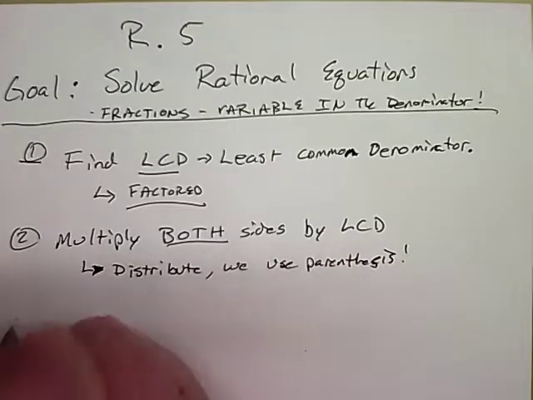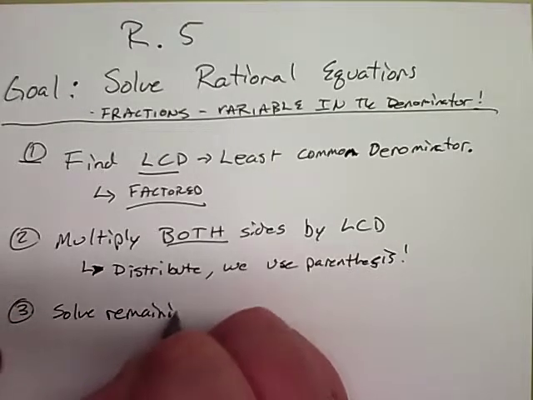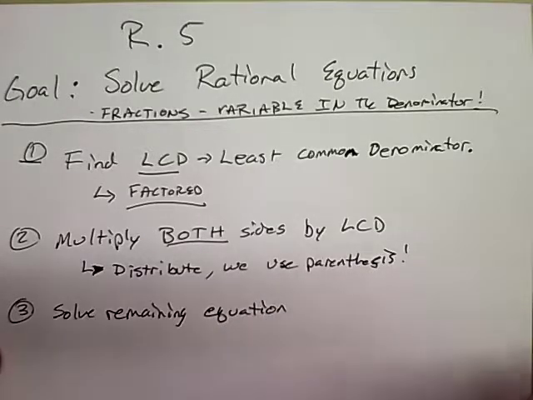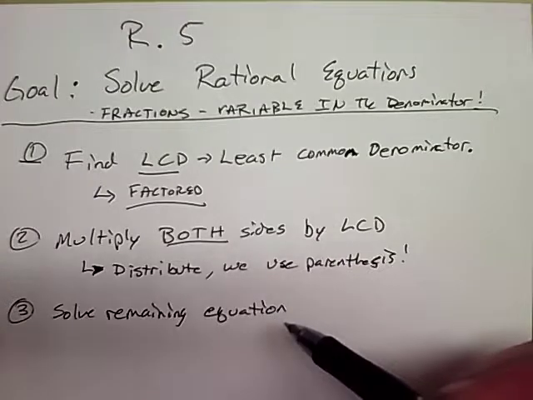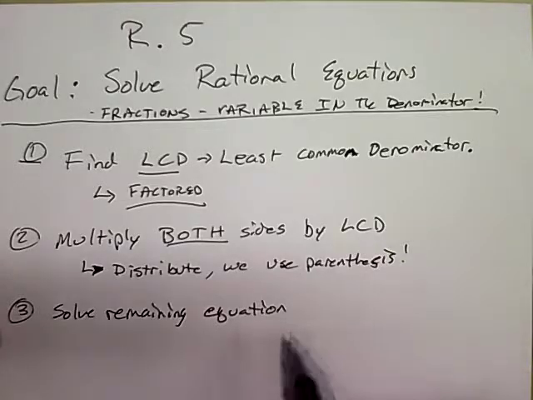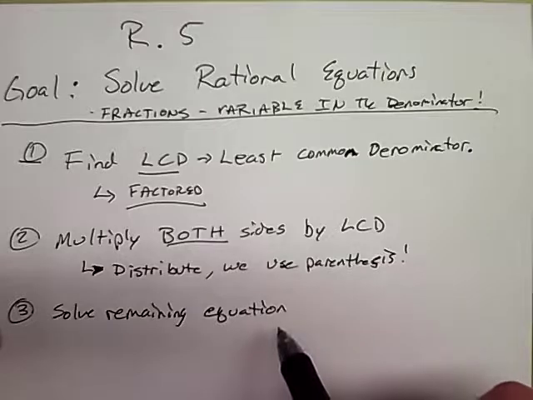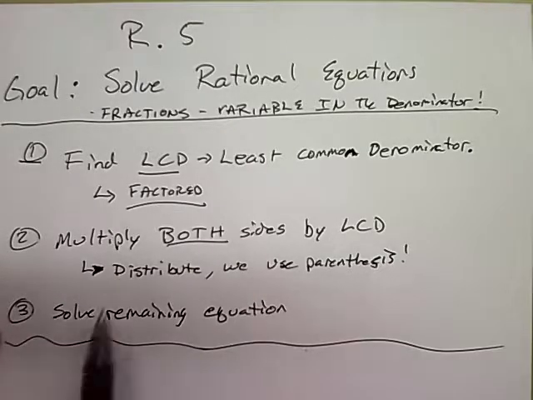Okay? And then the third thing we're going to do is we're going to solve the remaining equation. And this, you'll see, I mean, the remaining equations are usually really simple. All right, they're usually very simple. So let's go through. I have 4 examples that I want to do. So let's go through, do these examples, and see how this kind of falls under each one of those.